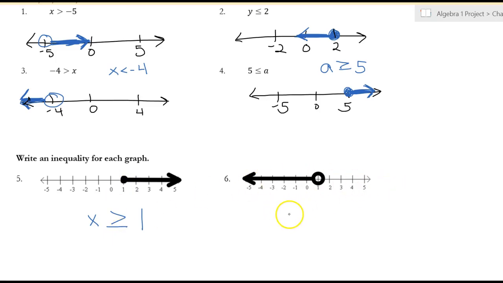And then here, again, I like to put my x on the left. Why would you make it backwards and make it more tricky? Always put your x on the left, make it a little easier. With the 1, and it goes to the left, and it's less than, and it's an open circle, so that's all we do.